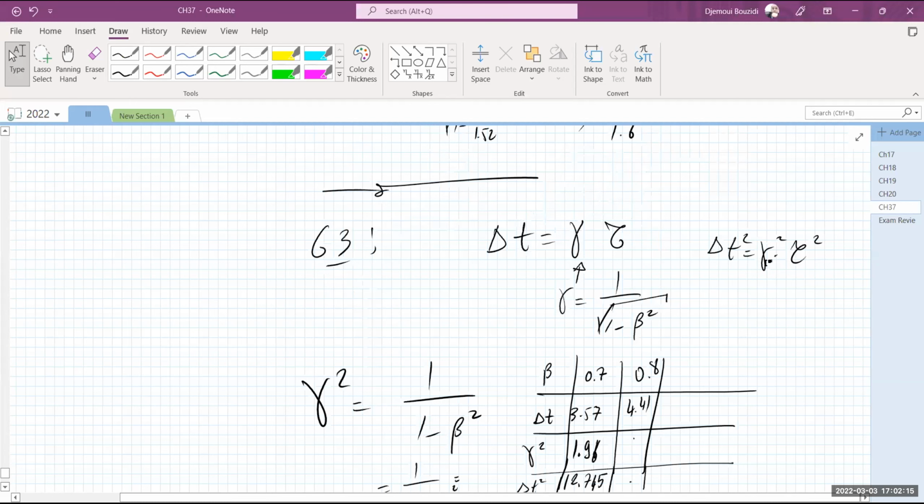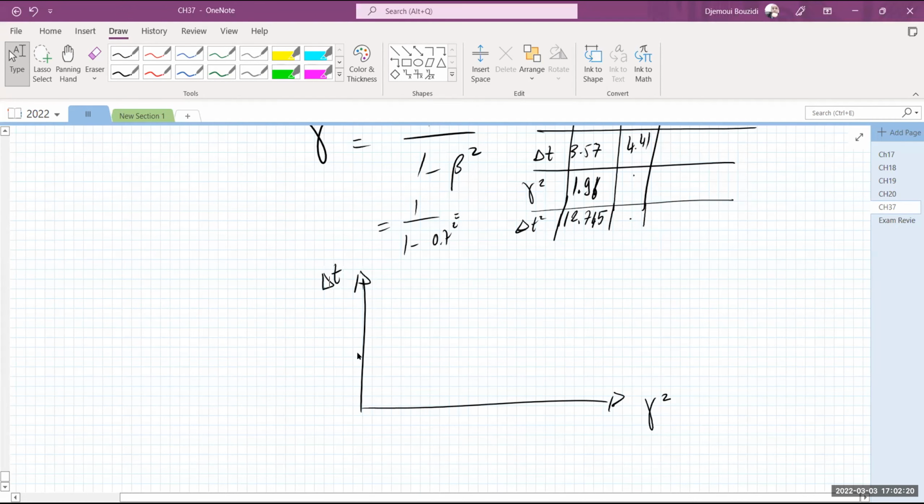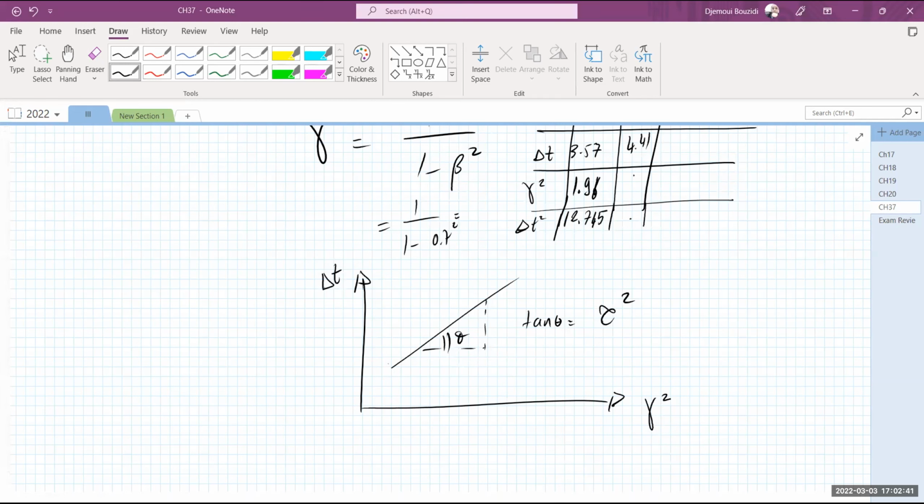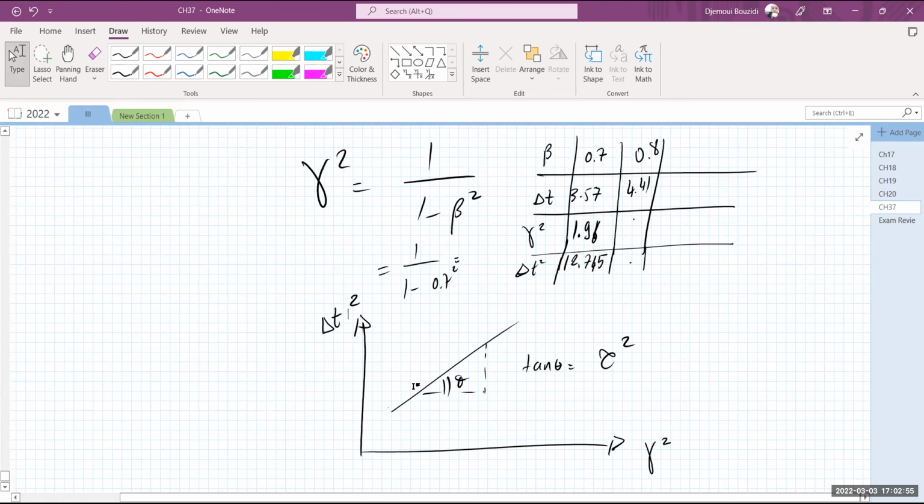Delta t squared should be a line as a function of gamma squared, and the slope of that line should be tau squared. So it should be a line of some sort, and the slope itself should be tau squared. Okay. All I have to do is take its square root, and now I know exactly what the lifetime of this particle is. This is delta t squared, not delta t. So the slope is equal to tau squared?